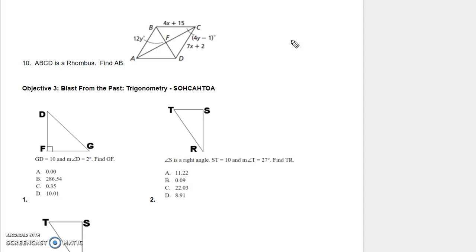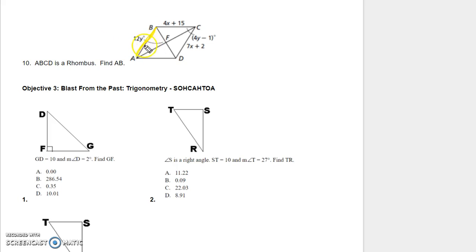All right, number 10. ABCD is a rhombus, and we want to find AB. So the side we want to find is this one right here. Okay, well, what do you know about a rhombus? According to the rhombus properties, all the sides are the same.